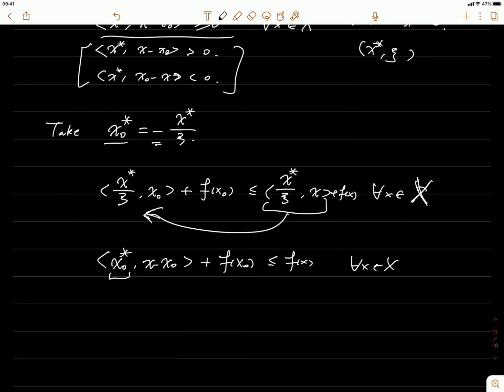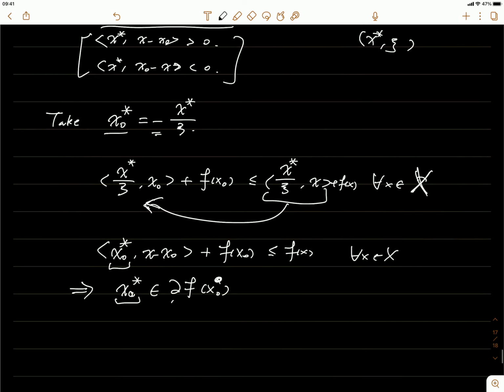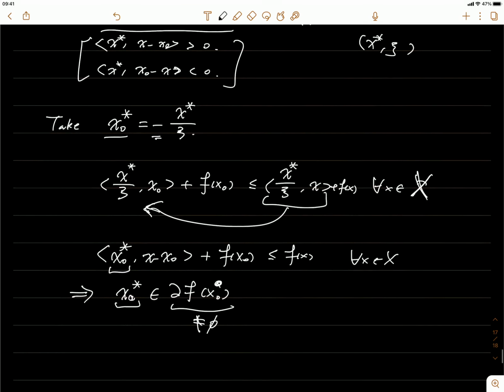And this means that this is a subgradient according to our definition, because we found this x naught star such that this inequality holds for any x. And this means that x naught star is actually in the subdifferential. Sorry, that's the point. It's actually in the subdifferential. So this one is a subgradient. And this also means that this cannot be an empty set. Okay, that completes the proof.